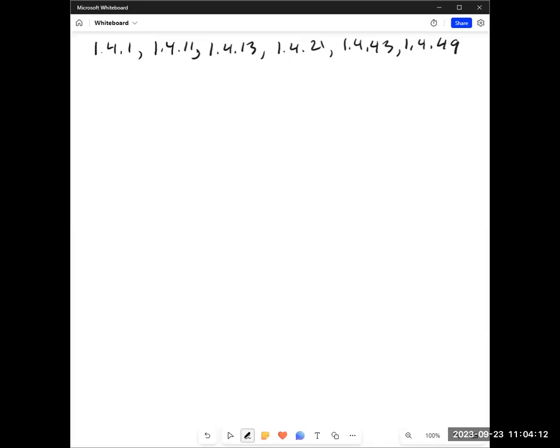I'm going to start off with 37 minus 21. 7 take away 1 will leave 6 remaining. 3 take away 2 is going to leave me 1 remaining. So my answer is going to be 16.